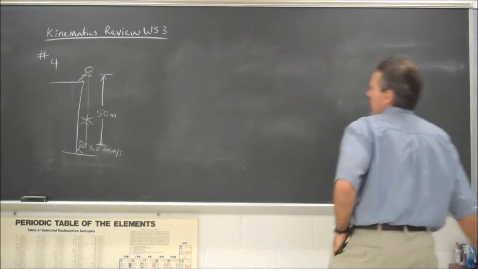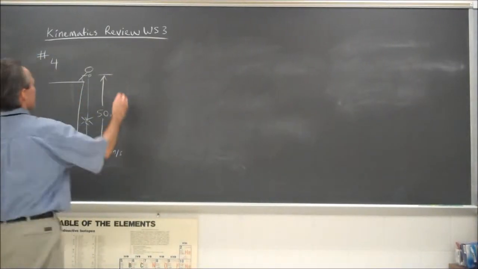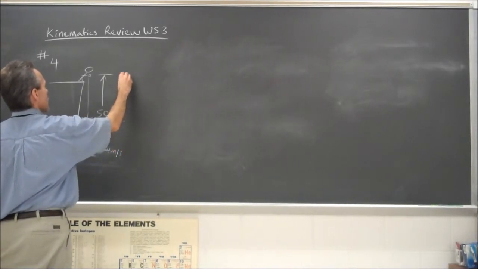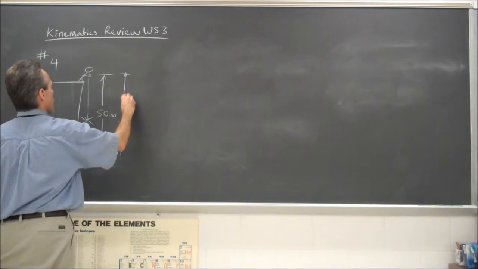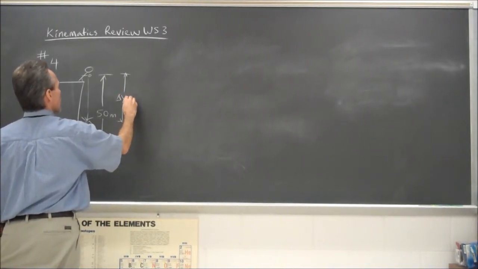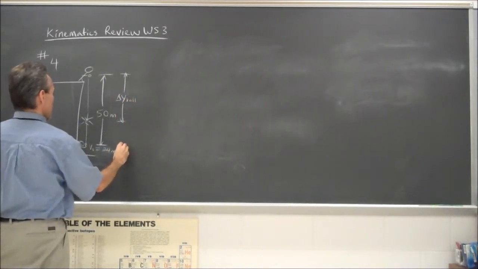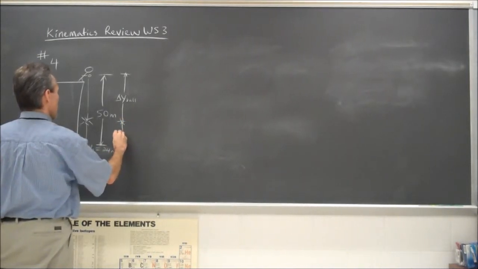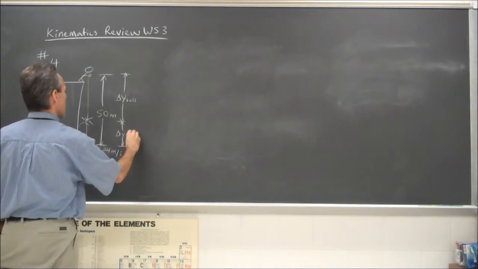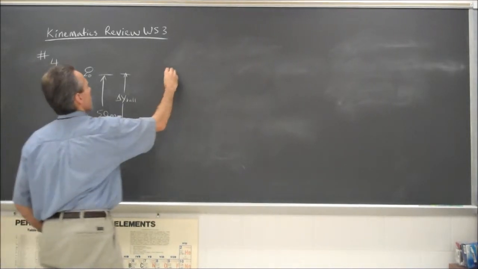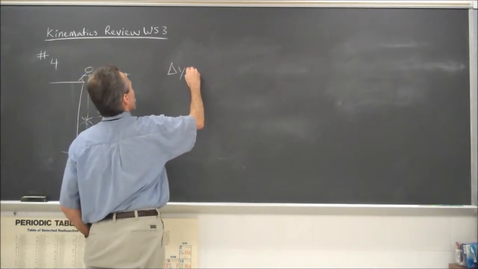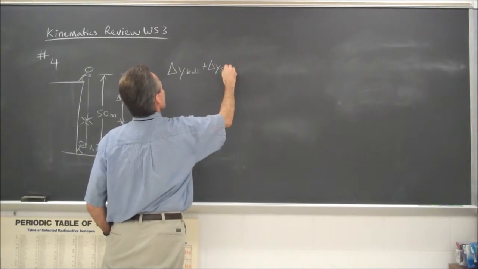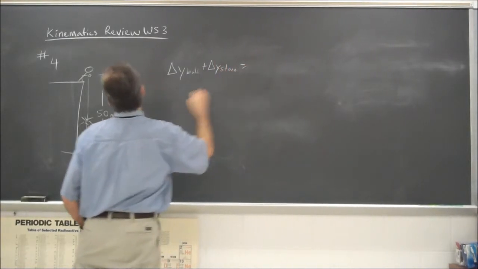Okay, so I think what I'm going to do is we'll look at these two distances here. The ball's going to travel this distance. I'll call that delta y of the ball. And the stone is going to cover this distance. I'll call that delta y of the stone. Obviously, these two, y ball plus y stone, have to be equal to that 50 meters.